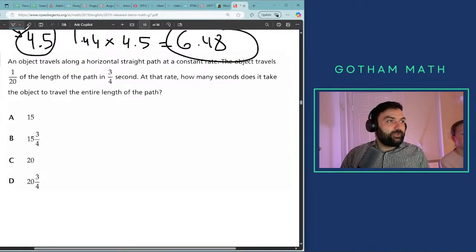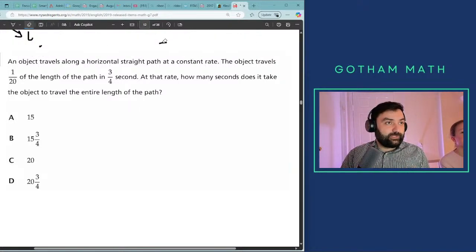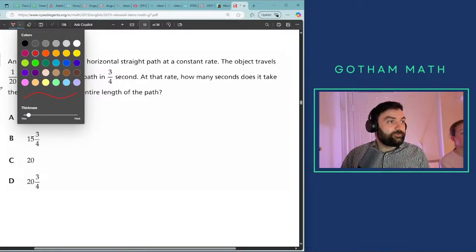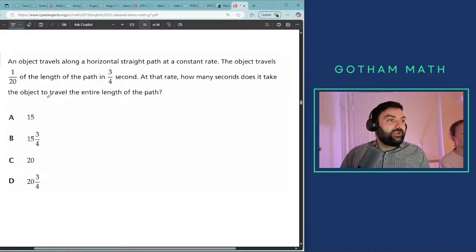I'm going to erase this because it can get confusing. Okay, we're gonna go with red this time. An object travels along a horizontal straight path at a constant rate. The object travels 1/20th of the length of the path in 3/4 seconds. At this rate, how many seconds does it take the object to travel the entire length of the path?